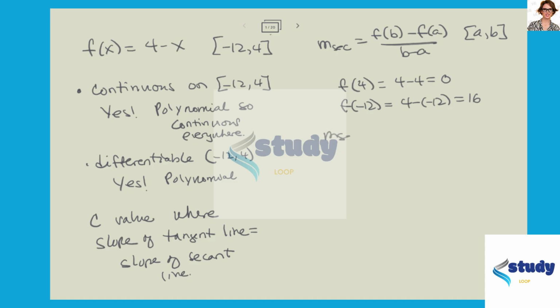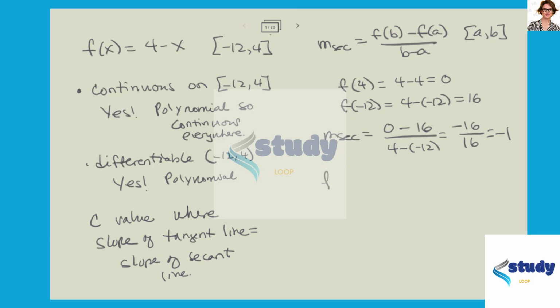So the slope of my secant line is going to be f of b, which is 0, minus f of a, which is 16, over b minus a, over 4 minus negative 12. That gives me a negative 16 over a positive 16. The slope of my secant line is negative 1.